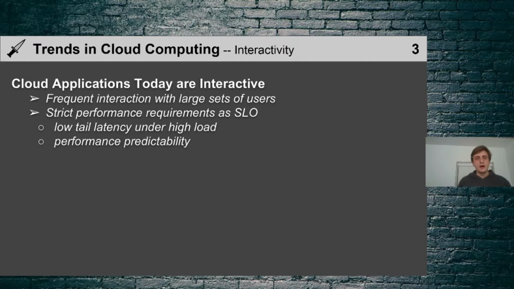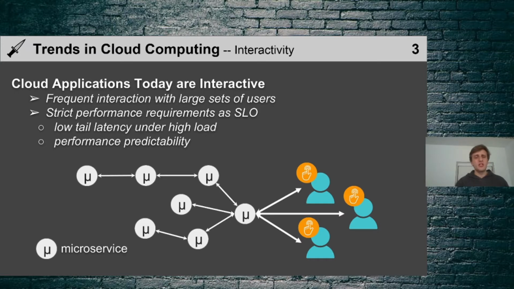Another trend in cloud computing today is interactivity. Cloud applications frequently interact with a large set of users, which introduces strict performance requirements as their service level objective function, such as low tail latency under high load and performance predictability. The interactive nature of microservices already creates relatively high requirements to cloud communication stacks, and making the applications fine granular further puts the bar even higher.